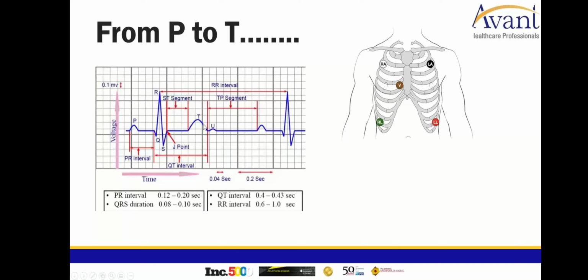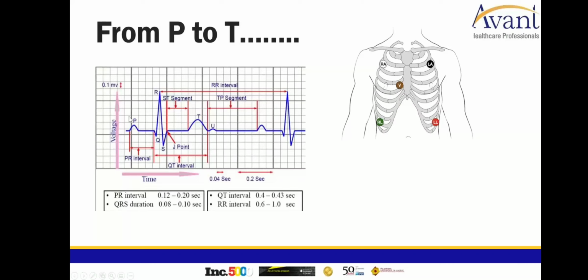The T wave here is interesting. It looks like the P wave, except it's taller and longer. The T wave represents repolarization of the ventricles. So that means it's repolarizing.